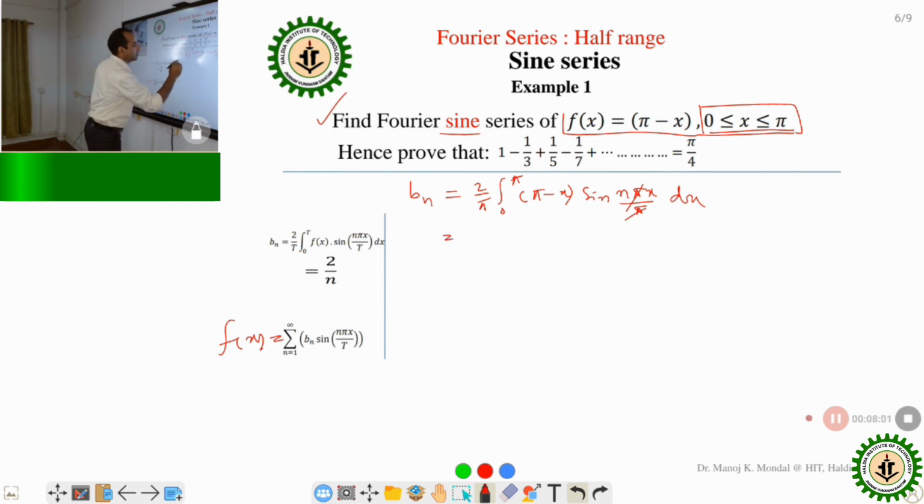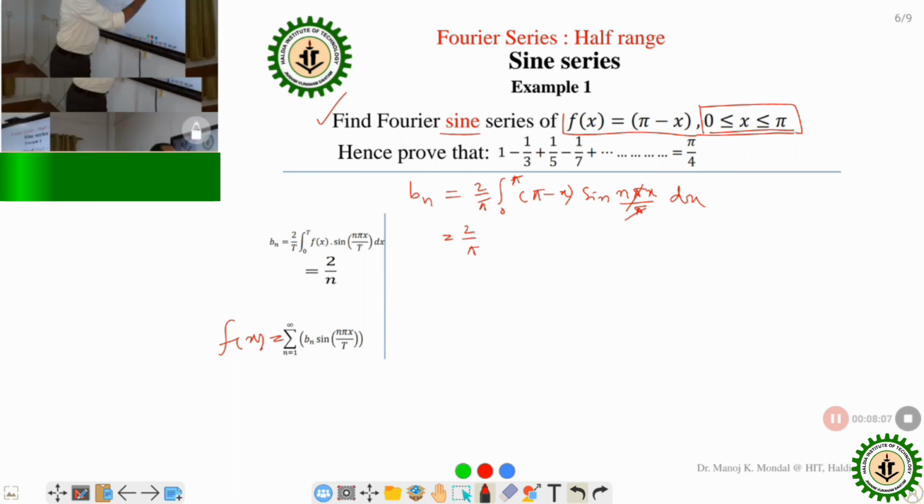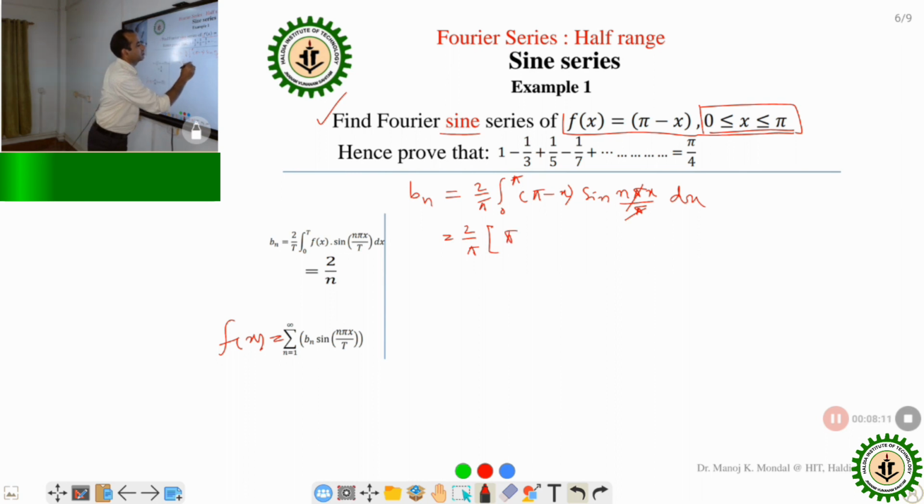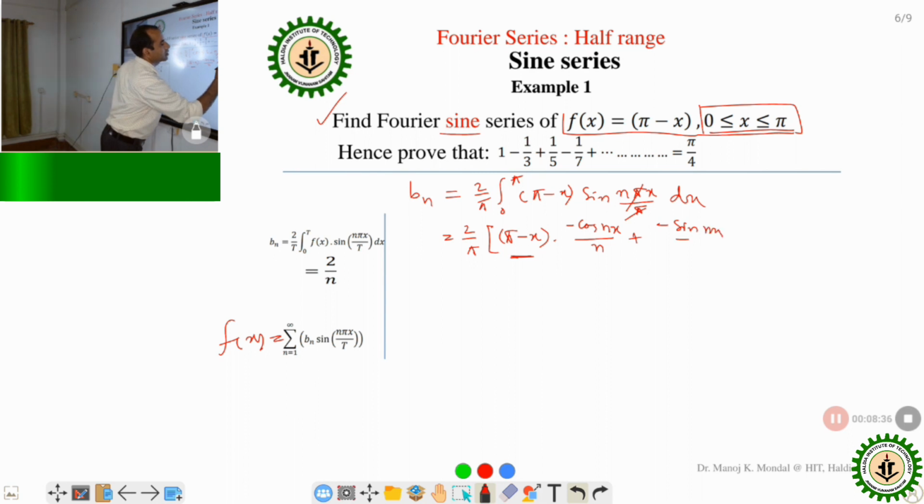So if I calculate the integration, it will be pi minus x as the first function, and next integrating by parts, the integration of sine nx is minus cos nx by n, minus the derivative of this portion, that is minus 1, and the integration of the second portion, that means minus sine nx divided by n, and again another integration, that is n square. So this will be the integration from 0 to pi.